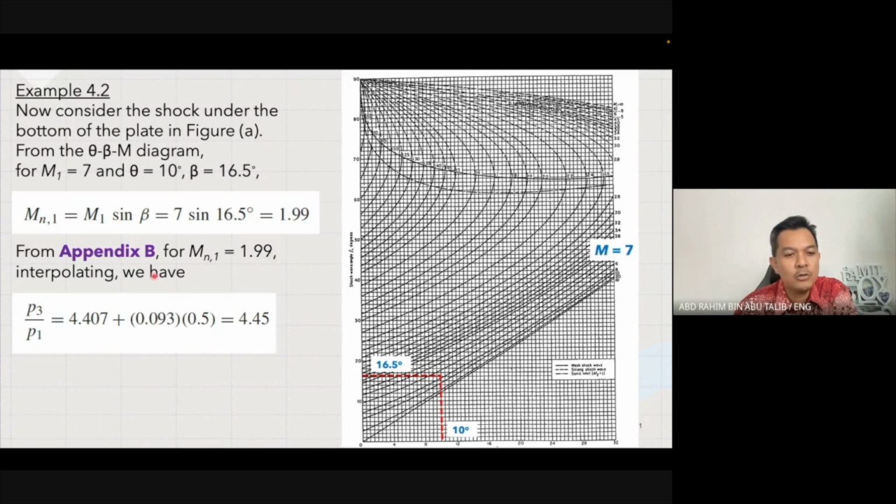You will then need to interpolate to get the value of the pressure ratio P3 over P1, where you can then put down the numbers. You will get, this is a number from the table. You get P3 over P1 to become 4.45. I hope you can follow the steps here.